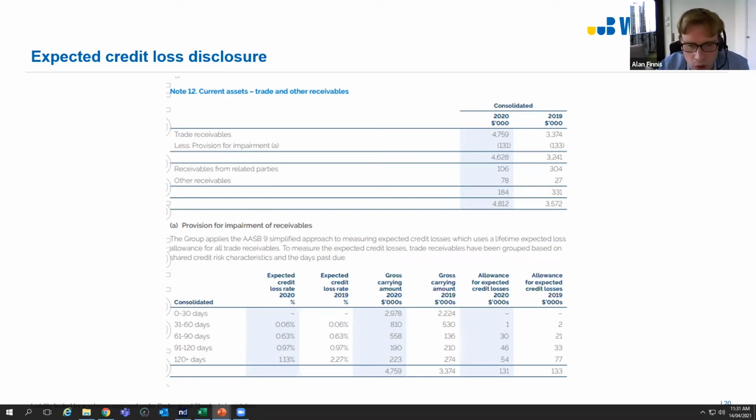So the disclosure is quite straightforward. The real trickiness is obviously building the model and how far back you go. But I would just encourage you to discuss with your advisors or auditor about putting that together if required.